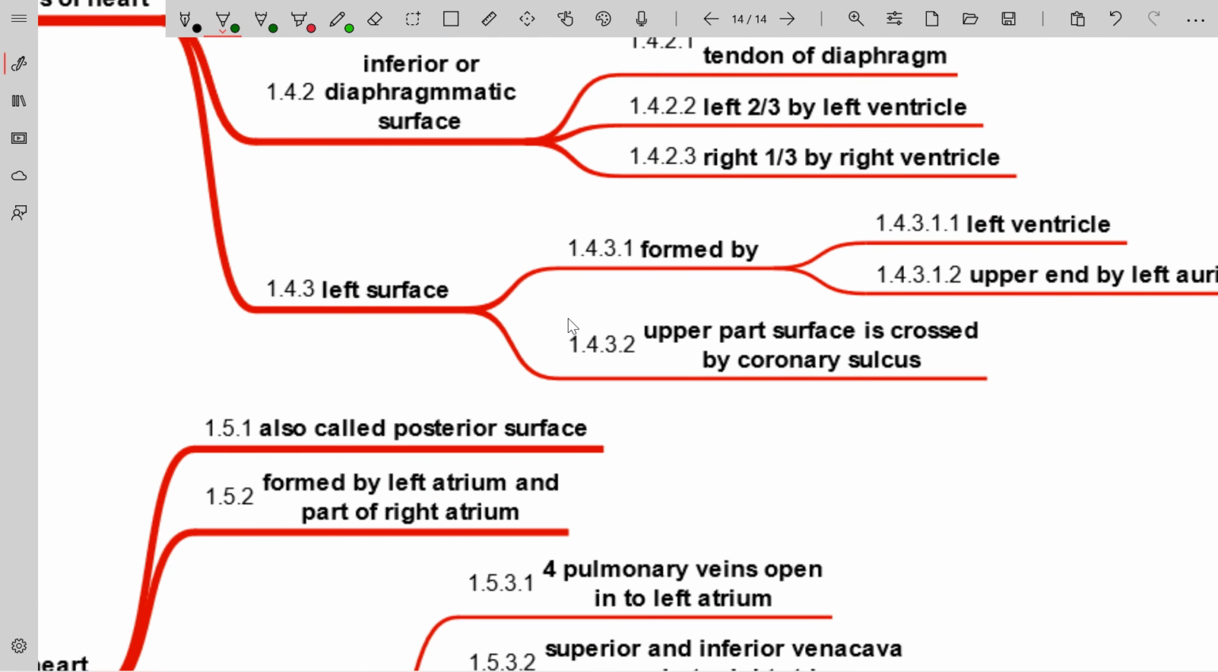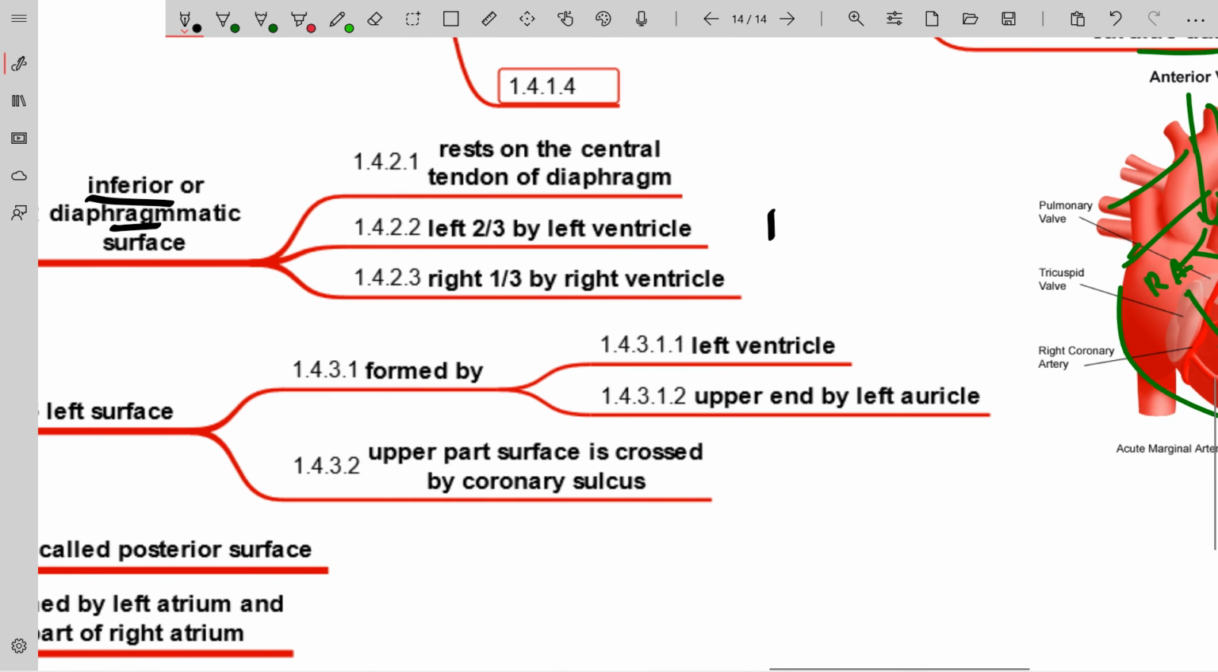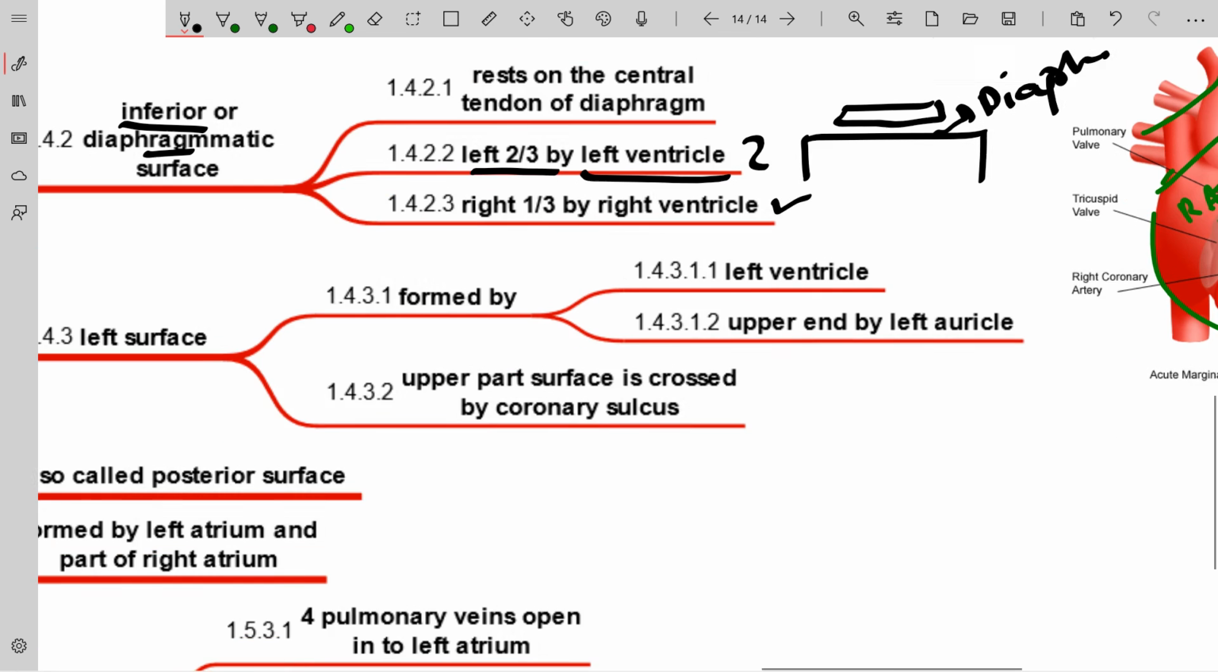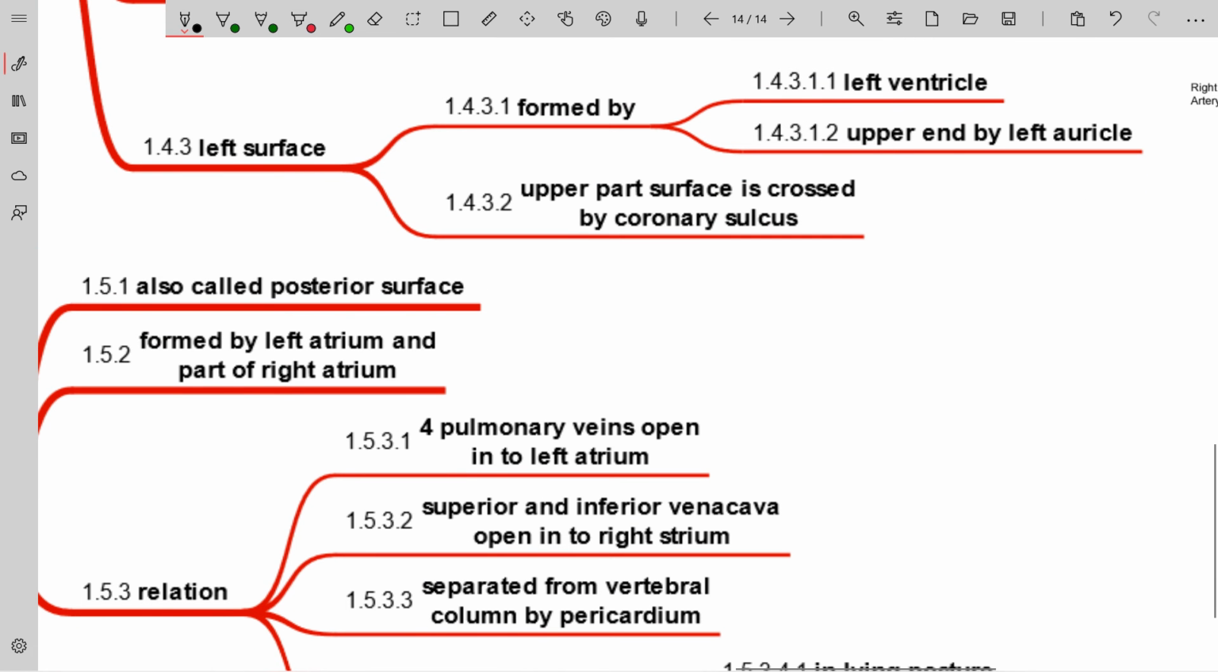Inferior surface rests on the central tendon of diaphragm. Left 2/3 is formed by left ventricle, right 2/3 by right ventricle. Left surface is formed by left ventricle, upper end by left auricle.